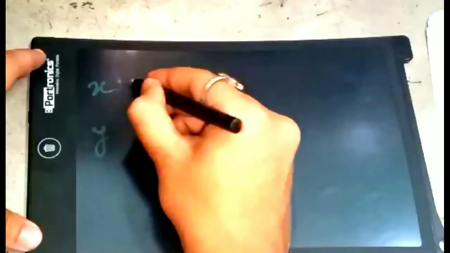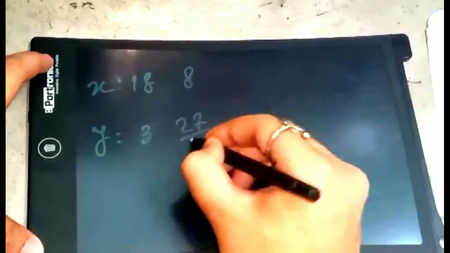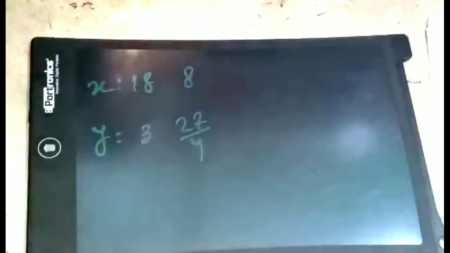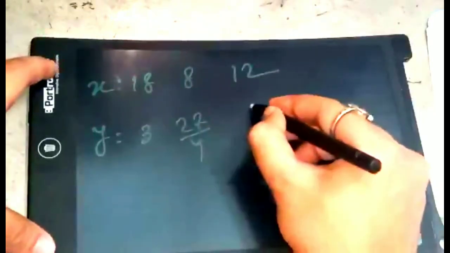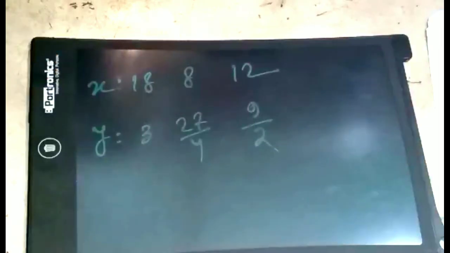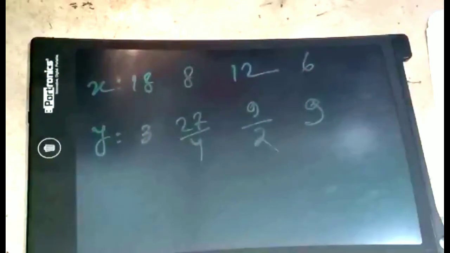Let us say we have two variables x and y. The value of x is 18 when y is 3. The value of x is 8 when y is 27/4. The value of x is 12 when y is 9/2. And the value of x is 6 when y is 9. Now we need to see what kind of variation this follows.